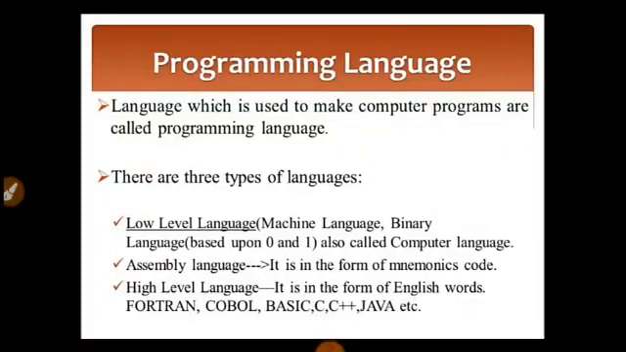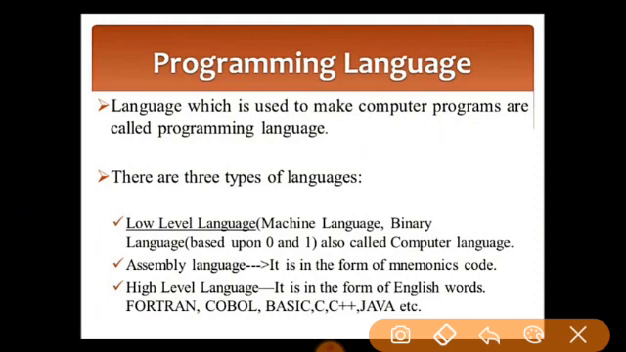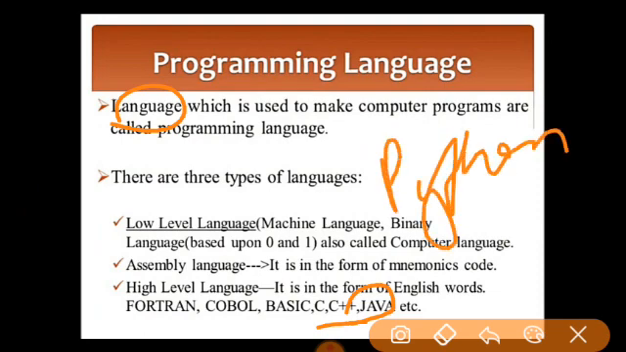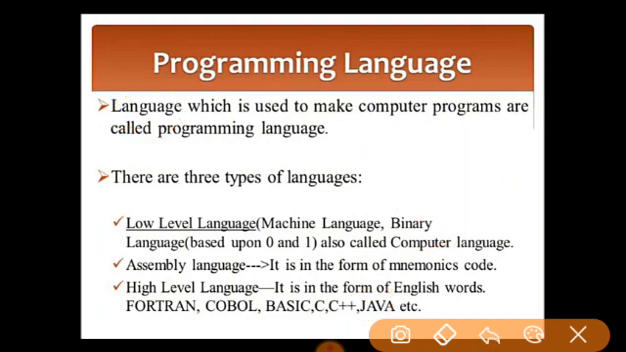Okay, next is your programming language. Programming language means a language used to make computer programs. Basically the language which we use for making programs. If you have heard about languages like C, C++, Java, Python, these are languages basically used for creating work on the computer. There are three types of languages. Low level language, which is also called machine language or binary language. Then there is assembly language, which is in the form of some codes.